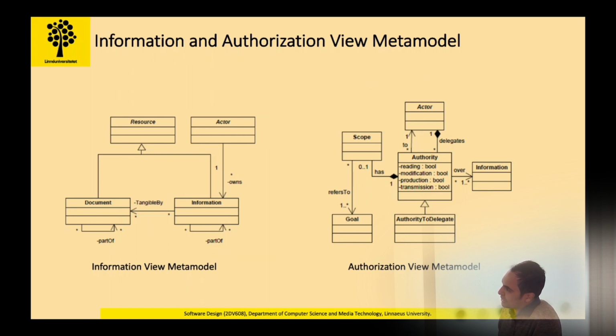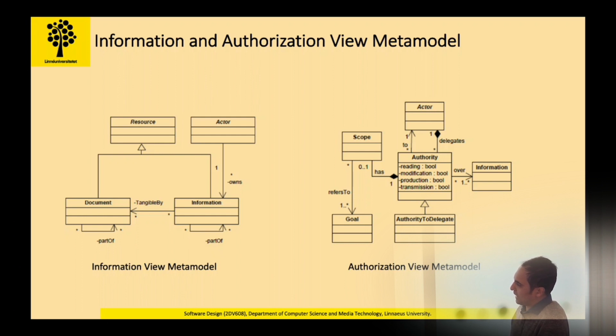In the information view, for example, the document and the information are the central components. Information is basically part of the document. Usually you can find information in the document, and you can also authenticate information through the document. So this information is tangible by the document. Information can be a part of another information. In the same way, a document can be part of another document. Usually all these documents and information are owned by an actor, and both are a subtype of resource. So in the social view, those are all resources.